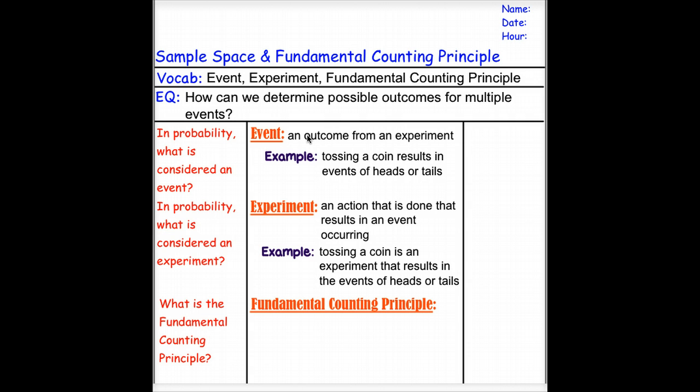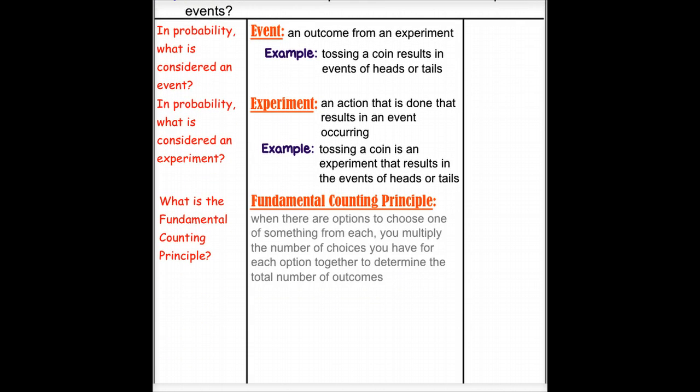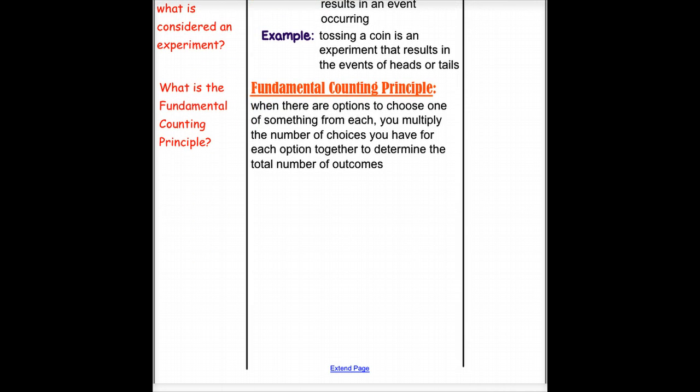Now, we're going to get into why we use the fundamental counting principle in a little while, but the big thing to know is that our fundamental counting principle is that when you have these options to choose one of something from each category, you take the options from each category or the choices from each option, and you multiply them together to get your total number of outcomes. So in thinking that route, we're going to be talking here about some examples of how we use this.